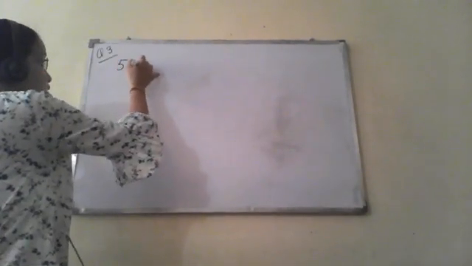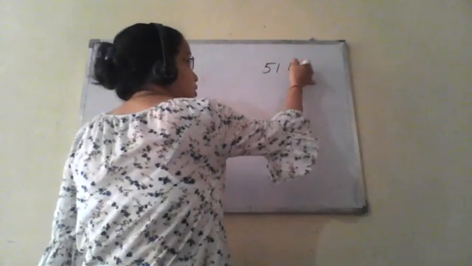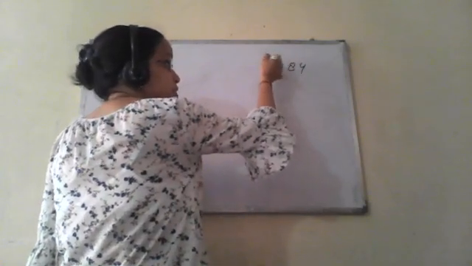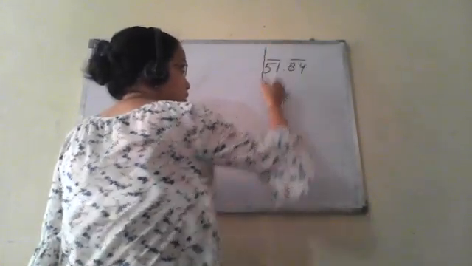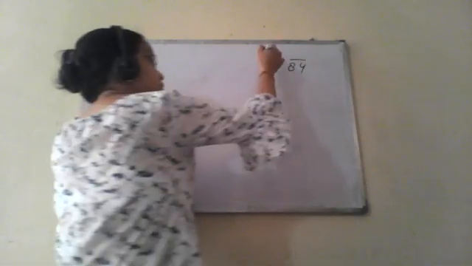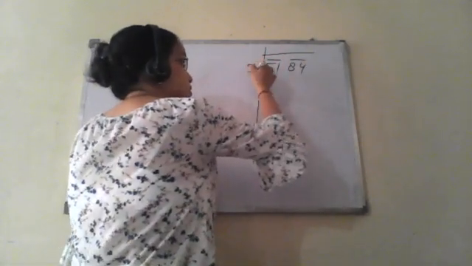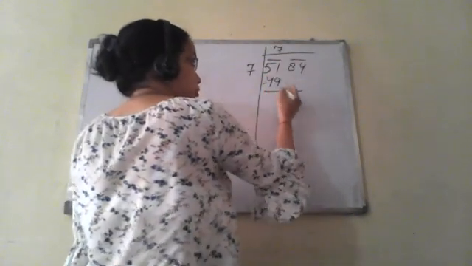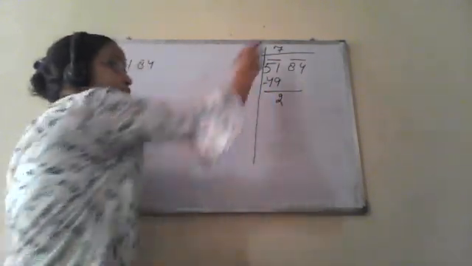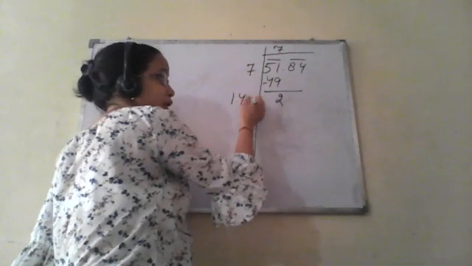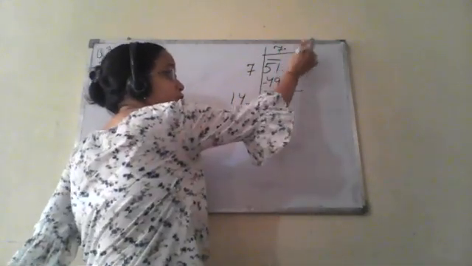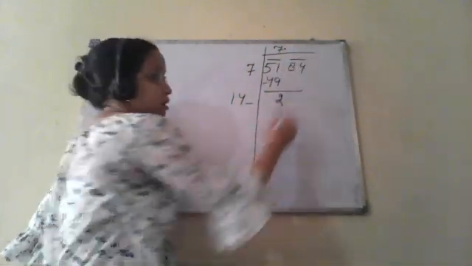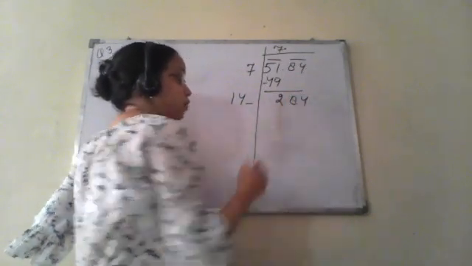Next is 51.84. So this way and this way. We will take the number 7. Square of 7 is 49. We will get 2. Okay, double of 7 is 14. We will put a blank here because we are going to write this number. This is 84.